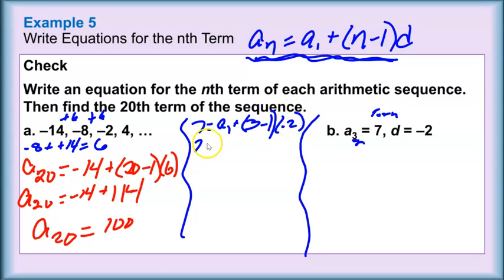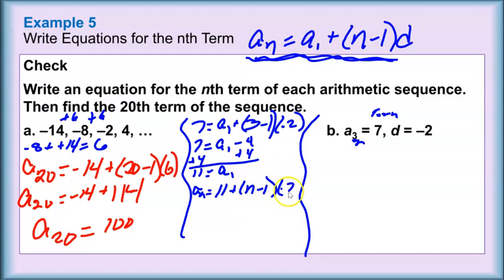So now I have 7 equals a subscript 1, and then 3 minus 1 is 2. 2 times negative 2 is negative 4. So I have a subscript 1 minus 4. I'm going to add 4 to both sides, and the first term is 11. Now if the first term is 11, I can substitute it back into this original equation. So I'd have a subscript n equals the first term of 11 plus n minus 1 times negative 2.